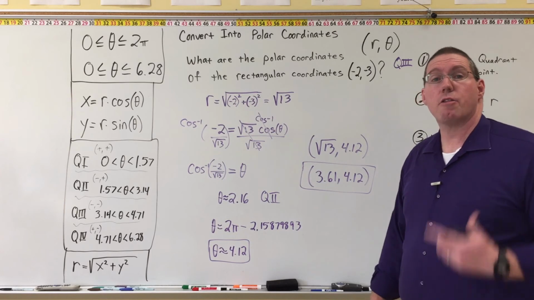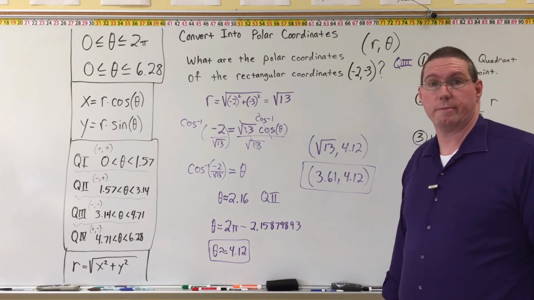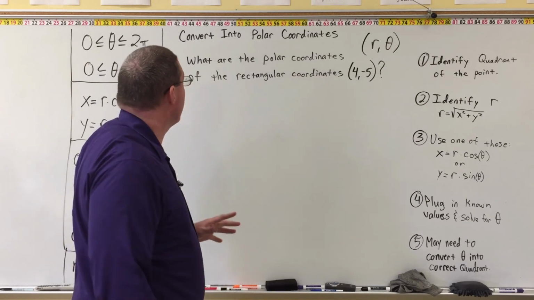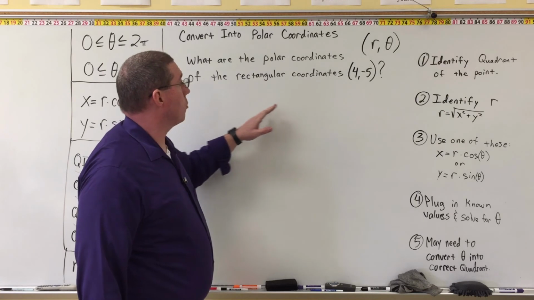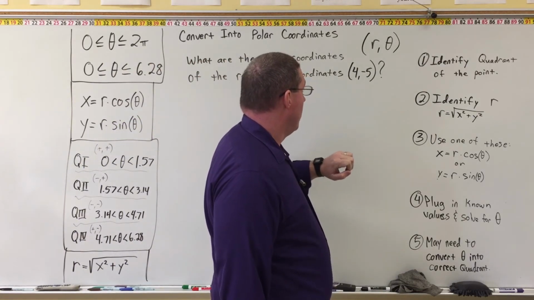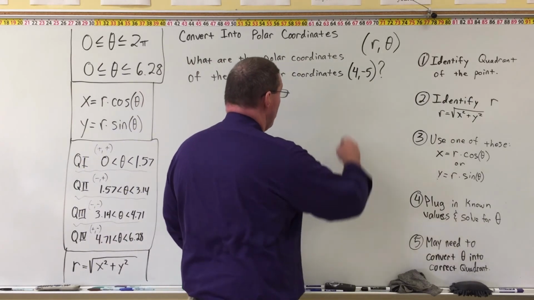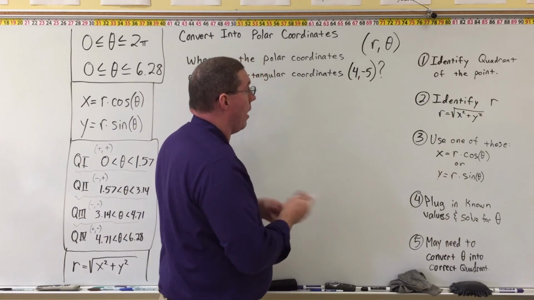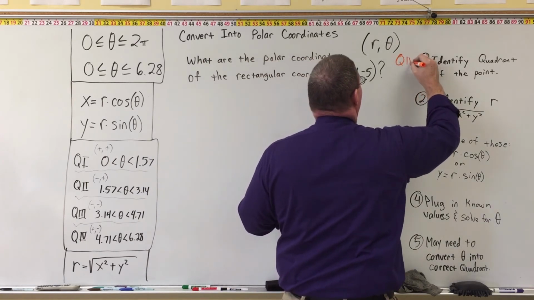Okay, let's do one more example, and this one we're going to do in the fourth quadrant. All right, our last example here, what are the polar coordinates of the rectangular coordinates 4 and -5? Okay, so our first step is we're going to identify which quadrant. Well, we have a positive x and a negative y. That's the fourth quadrant. So we're going to go quadrant 4.